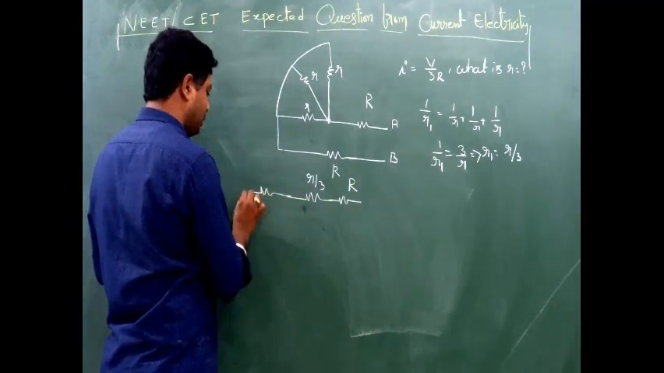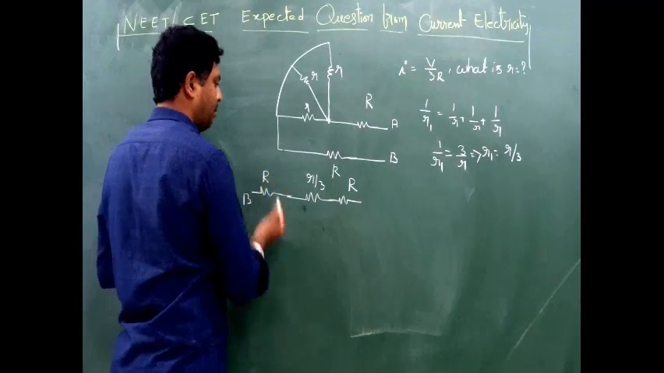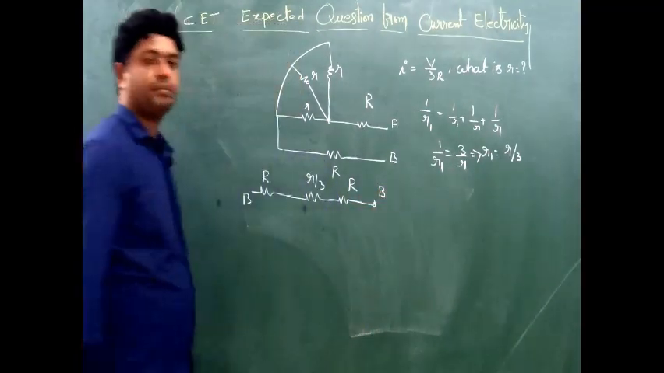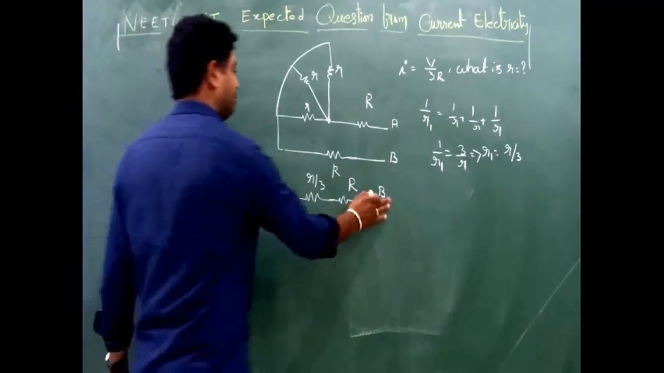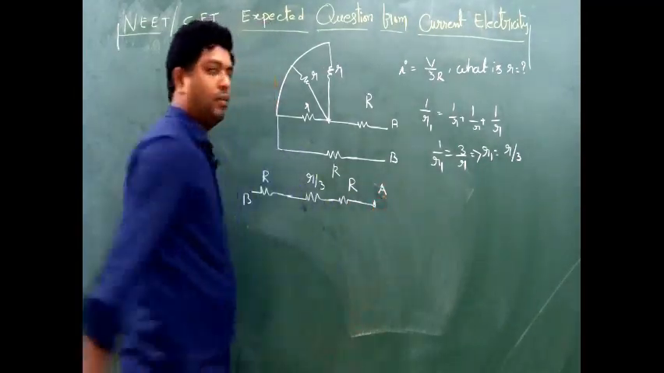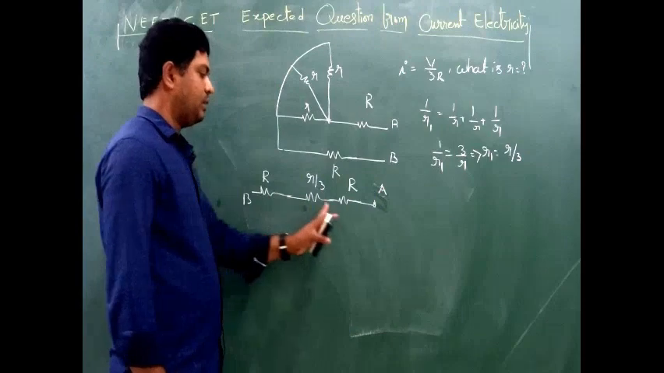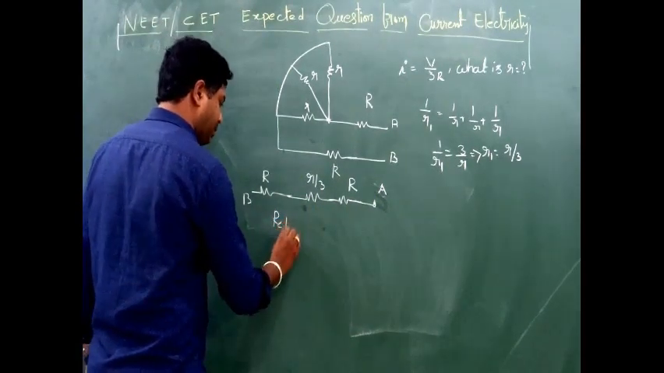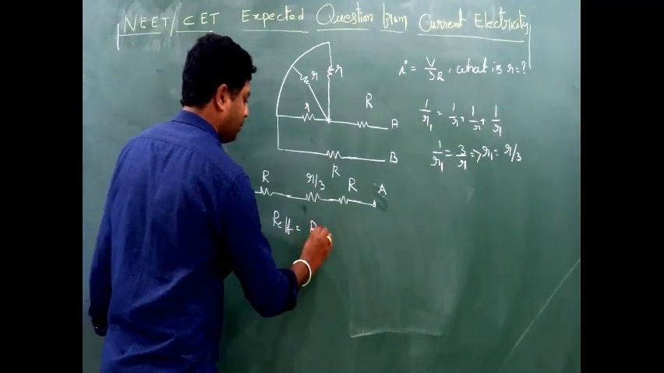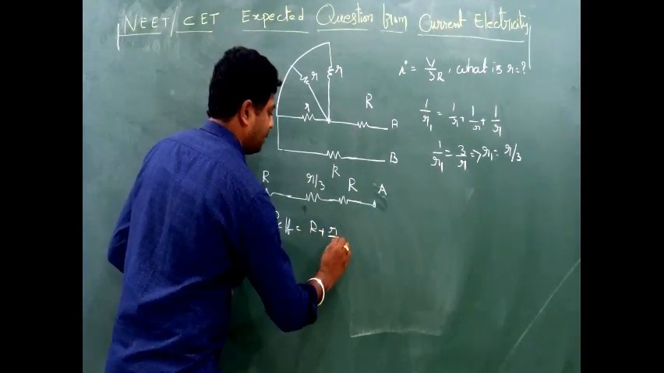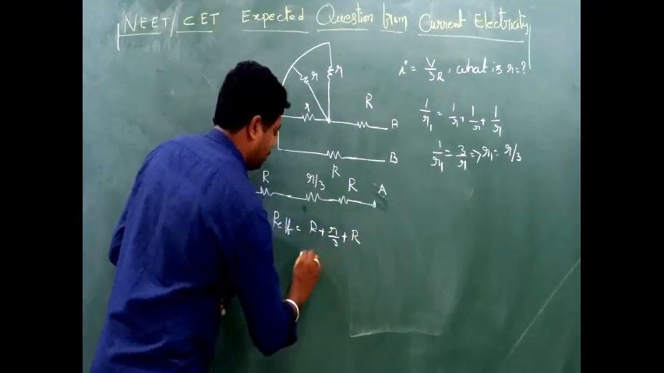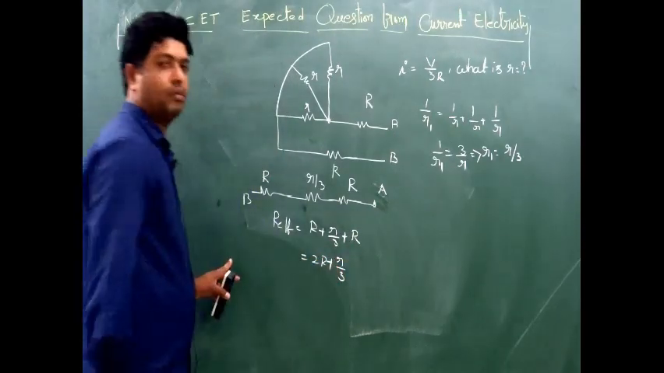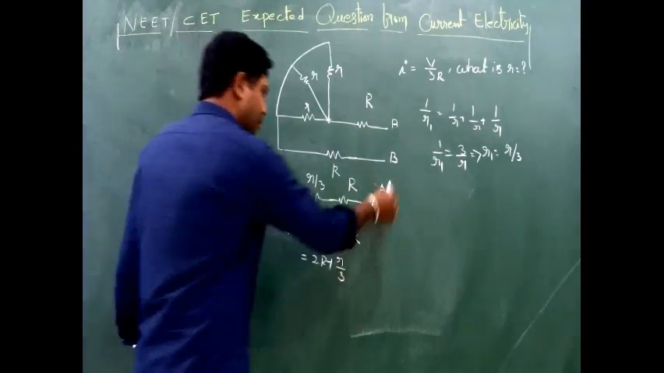Here also another R. This is the B end. This is capital R, and this is also small b. So this is A. This is the one, R by 3. Now all these three are in series, so the effective resistance R effective is equal to R plus R by 3 plus capital R, which is 2R plus R by 3.